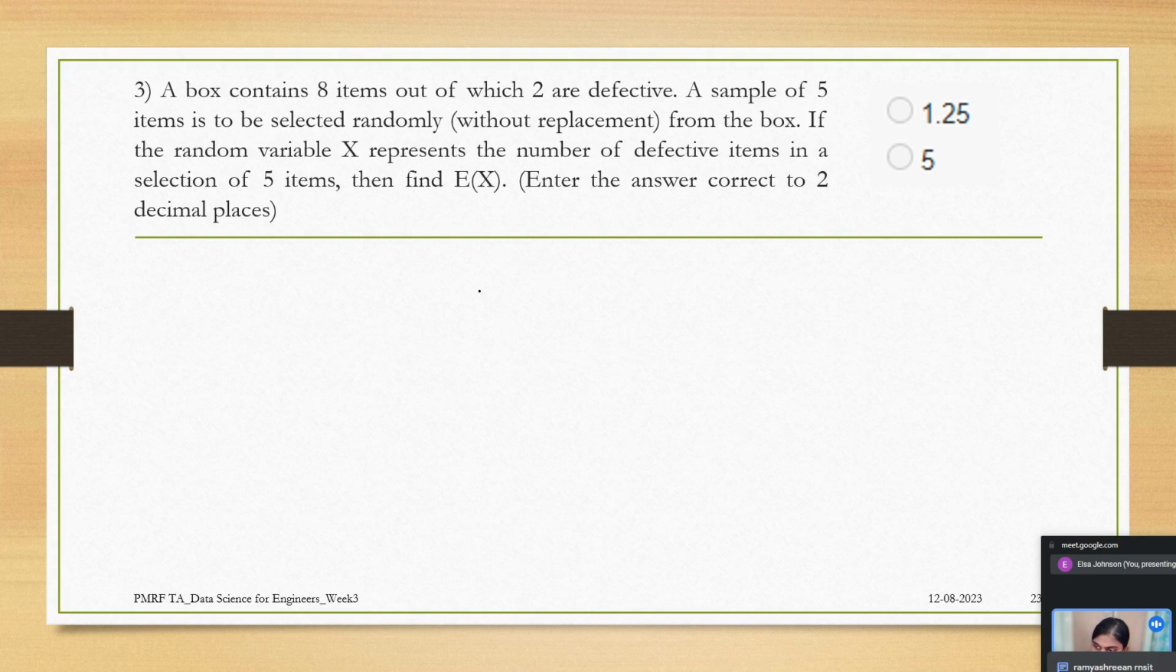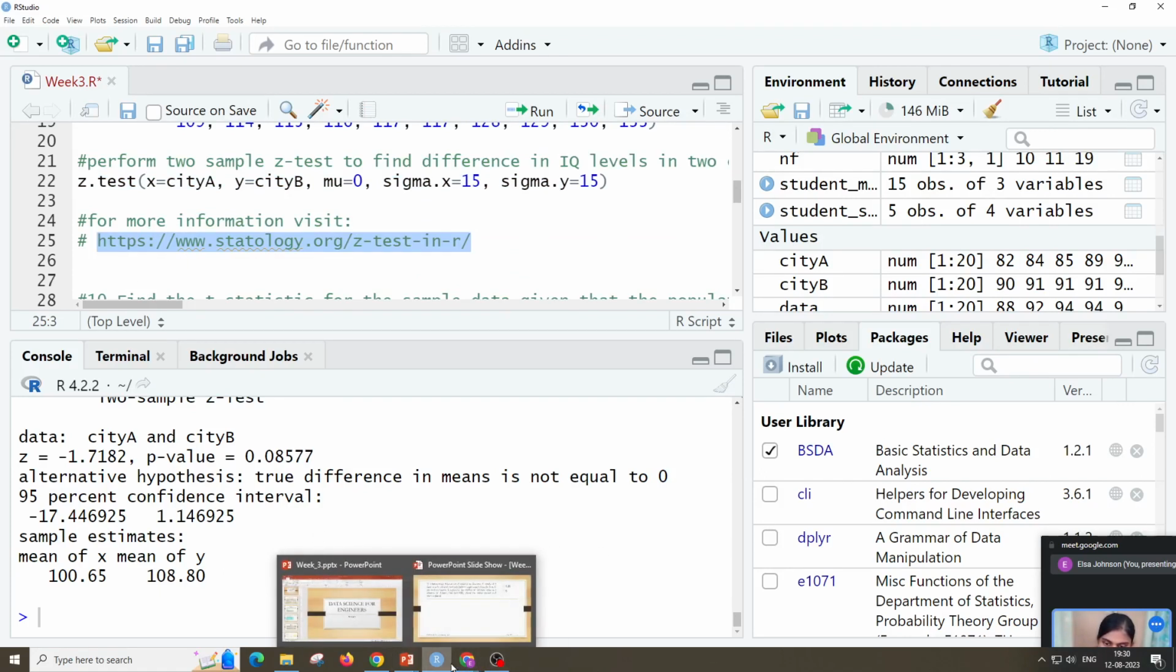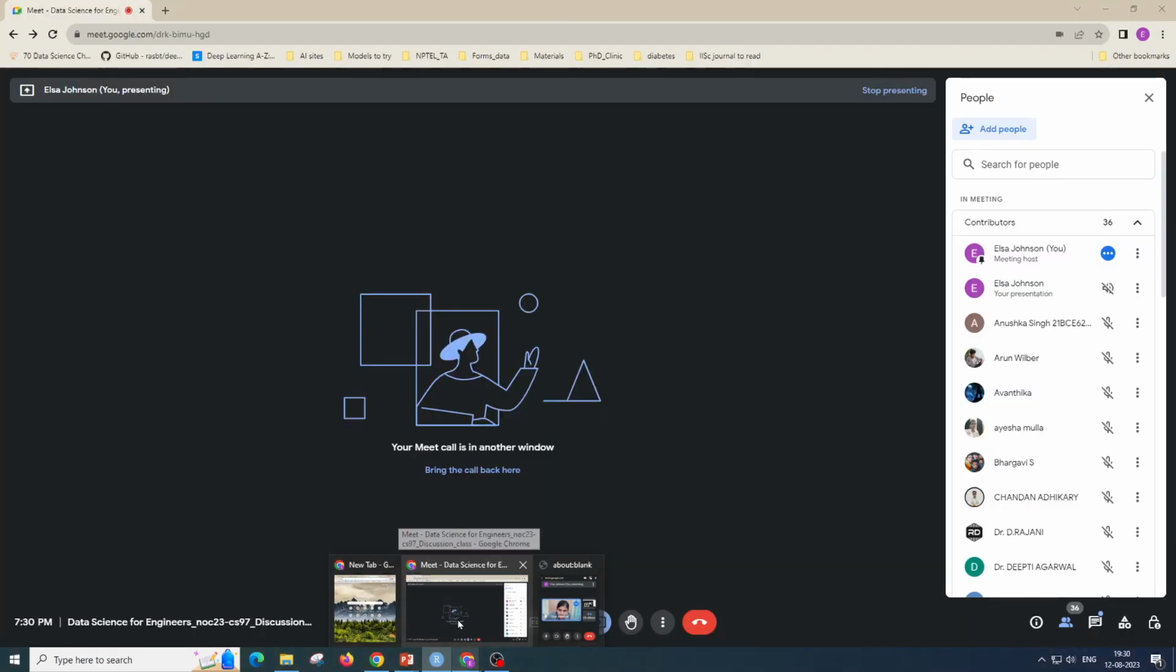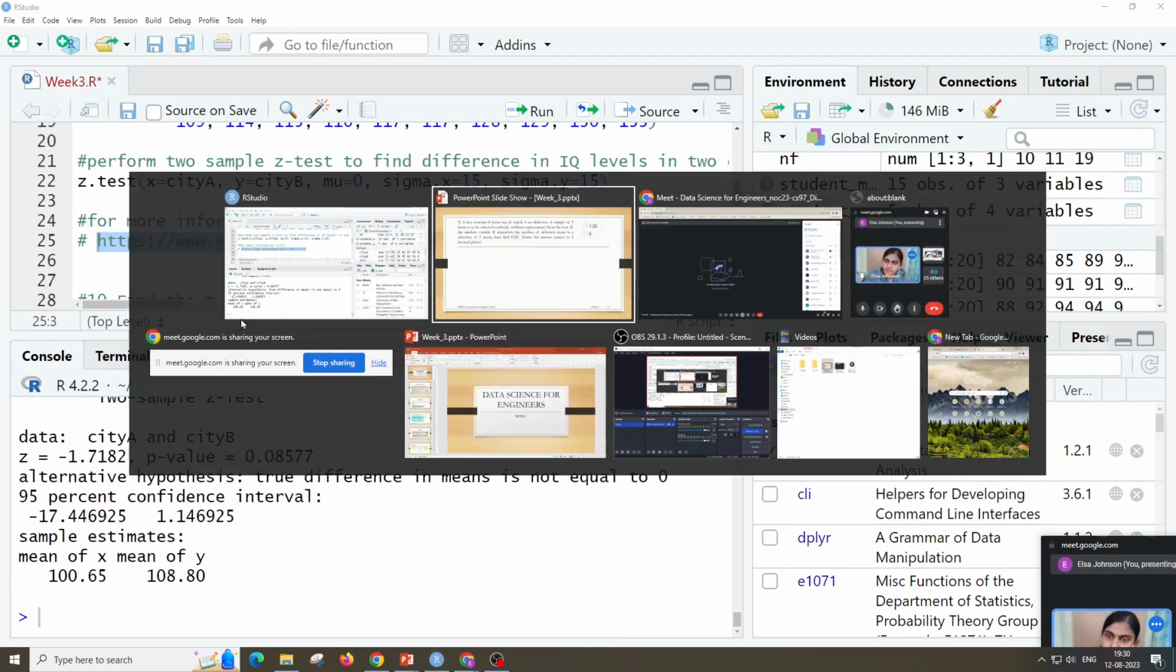Can you please, okay, that I'll share. I'll be sharing the RStudio file in the drive link, so you can take from there. If you want, I can keep that also. But it will be causing the mirroring effect. I'll share that later.